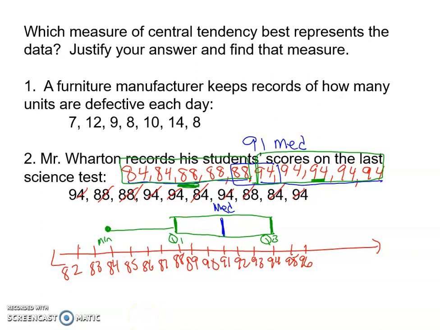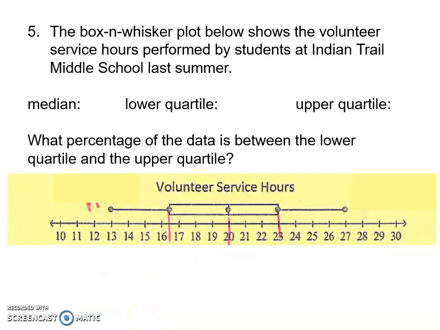Okay? So now I want to show you a box and whiskers that's already drawn, and we want to talk about the parts. Alright, so here's a box and whiskers here. They want to know the median. Remember, the median is in the middle of your box somewhere. Okay? So it's that middle line in your box. So our median for this data is a 20.